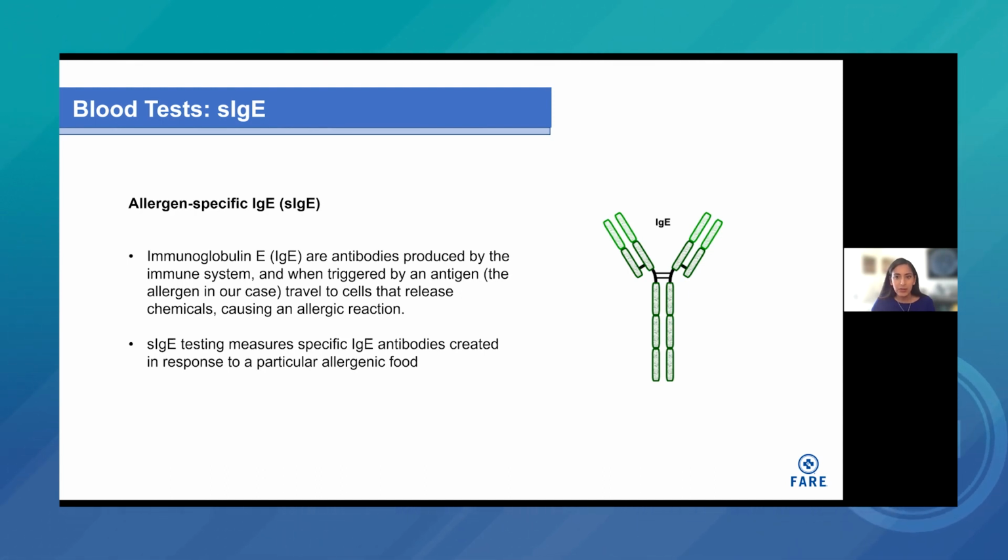SIgE testing measures the levels of different SIgE antibodies in someone's blood. IgE antibodies are produced by the immune system, and when triggered by an antigen, or in our case, the allergen, they travel to cells that release chemicals, causing an allergic reaction.